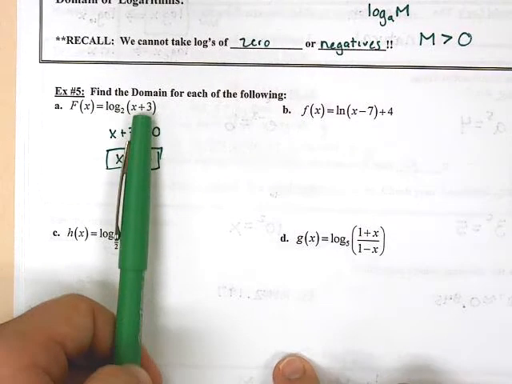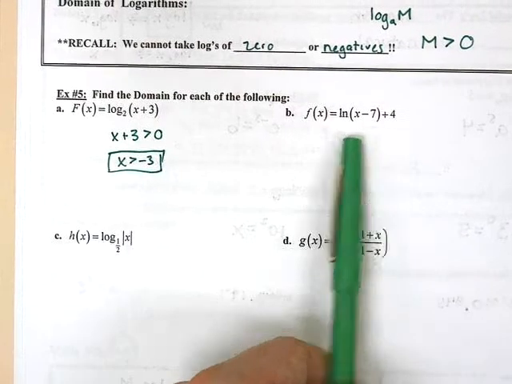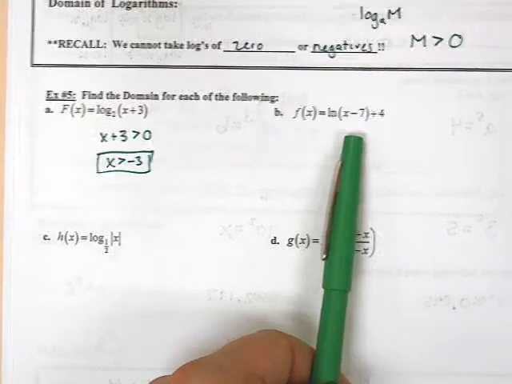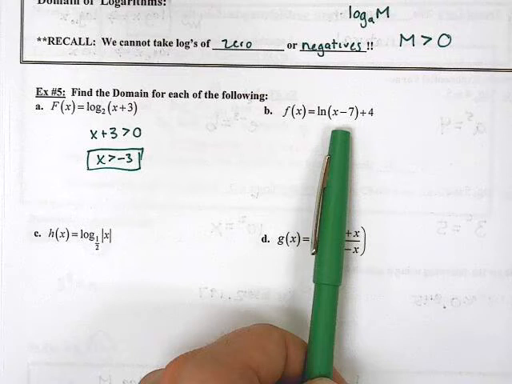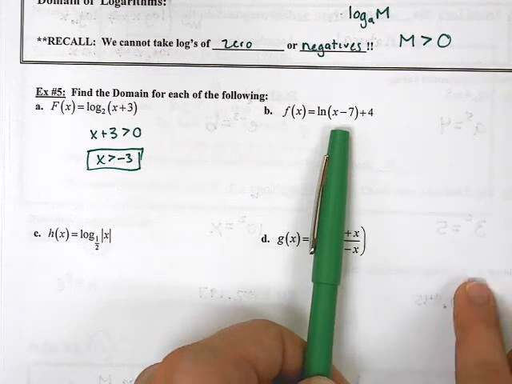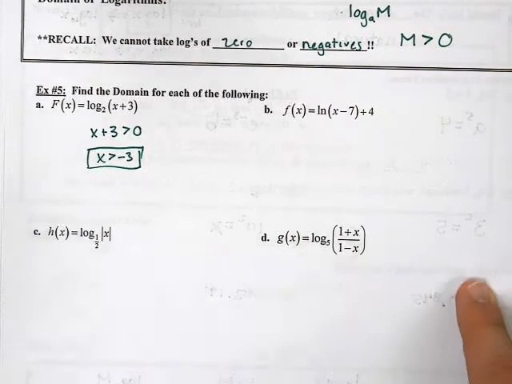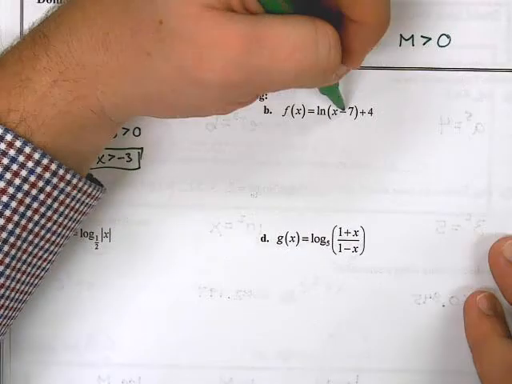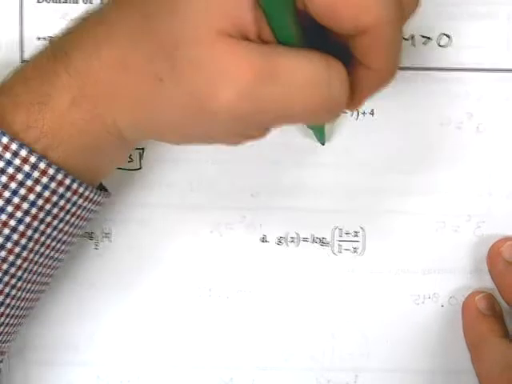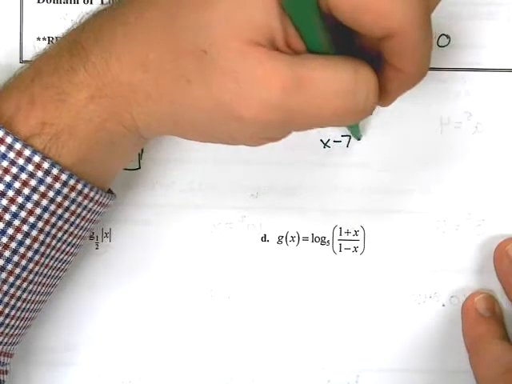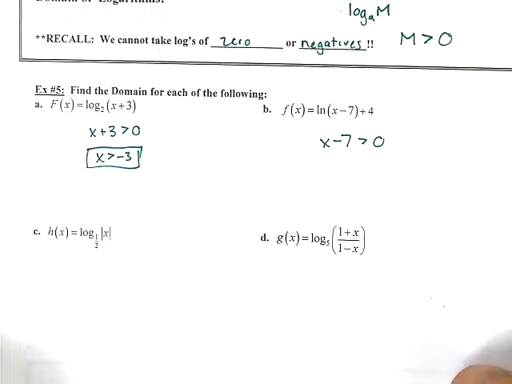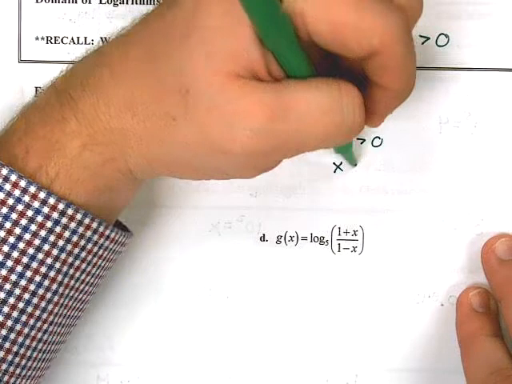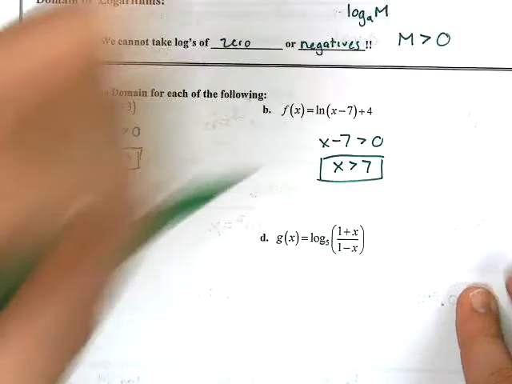So, when I take a look at this, remember, whatever is inside of the log must be greater than 0, whatever the argument is. So here, we're taking the natural log of x minus 7, so x minus 7 has to be greater than 0. And we're done again.